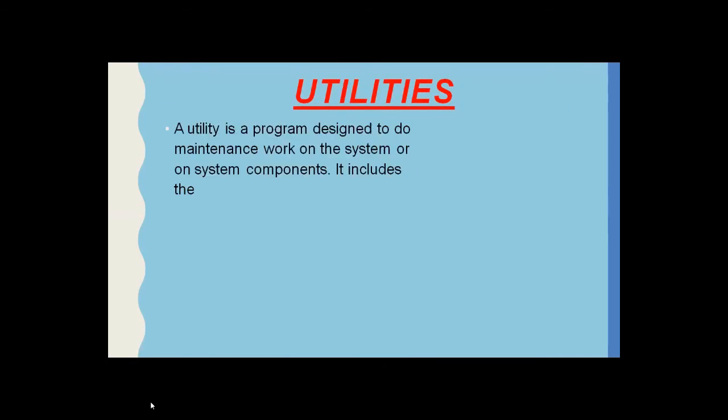The next one is utilities. So what is a utility? A utility is a program designed to do maintenance work on the system or on system components. So what is the function of a utility? Basically, it is a program designed to maintain our computer or system components. Like sometimes we are using our computer and suddenly it hangs. So this type of maintenance work we have to do with a utility program.